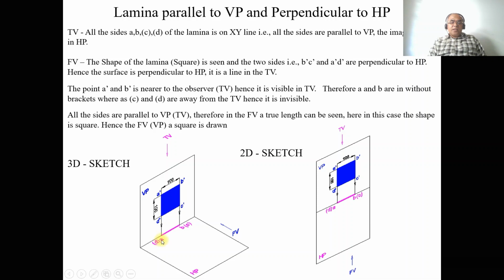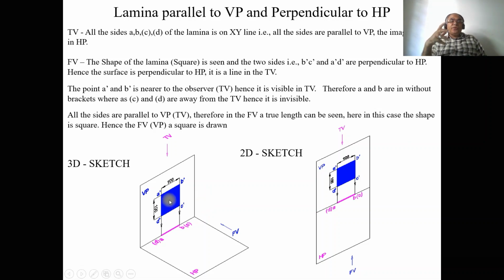So when you look from the top view, all the sides are parallel to VP. Where can I see that? I can see it in the horizontal plane. We can see here AB, BC, CD and DA. All the sides are parallel to VP. Therefore, you are getting the true shape in VP. That means A dash B dash, B dash C dash, C dash D dash and D dash A dash are in true length. Since the shape is a square, you are getting the square true shape.